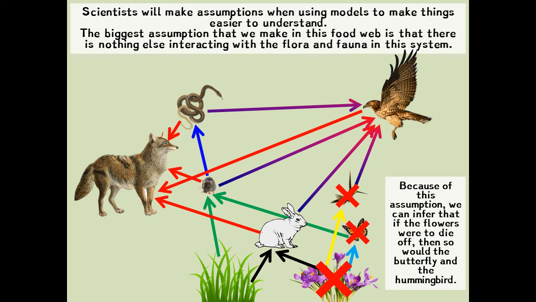So let me ask you a quick question. What do you think is going to happen if our rat were to die off? Who do you think that's going to affect? Well, if you guessed the snake here, you guessed correctly. If the rat dies, then our snake is going to die off. And that's because the rat is his only source of food. It's not going to affect the hawk or the coyote because they have other sources of food.